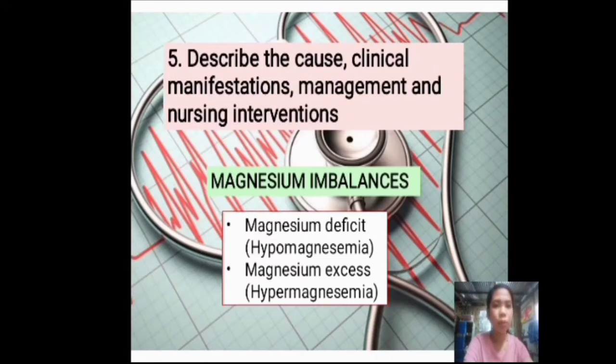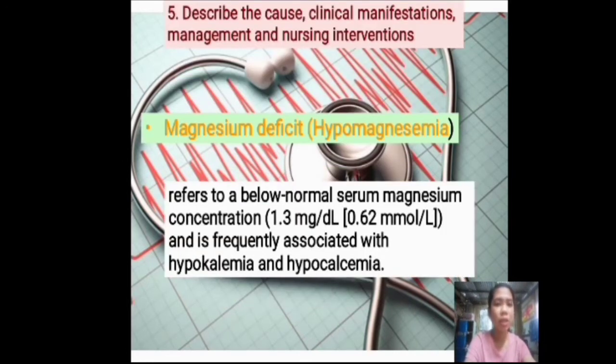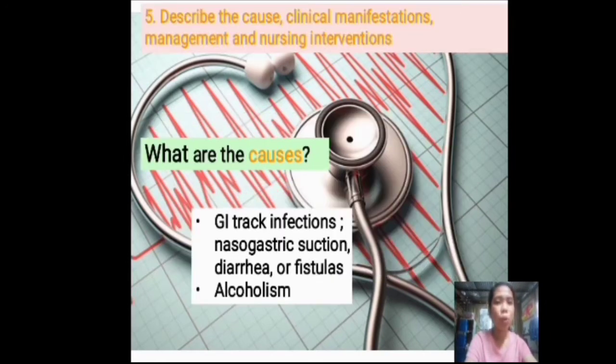The next report falls into number 5 objective, which is to describe the cause, clinical manifestations, management, and nursing interventions of magnesium imbalances. So, magnesium imbalances are magnesium deficit or hypomagnesemia, and magnesium excess or hypermagnesemia. What is magnesium deficit or hypomagnesemia? It refers to a below normal serum magnesium concentration, 1.3 mg per deciliter, and is frequently associated with hypokalemia and hypocalcemia. So, what are the causes?